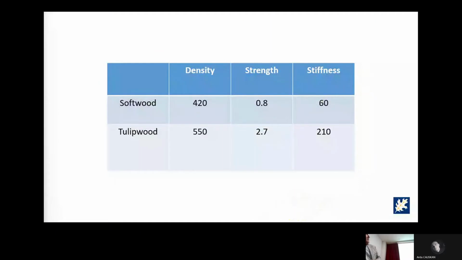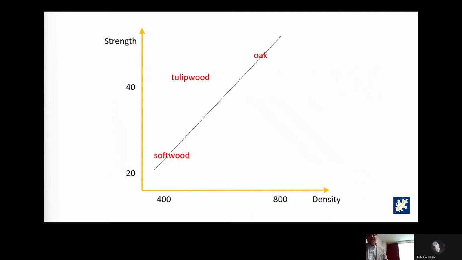So going back to the strength and what we found, and comparing it with softwood. Softwood usually has a density of around 420. Tulip was a little bit higher, 550, but you can see from the figures there that it's 3 times the strength and 3 times the stiffness. So it really does buck the trend from a point of view of strength to weight ratio.